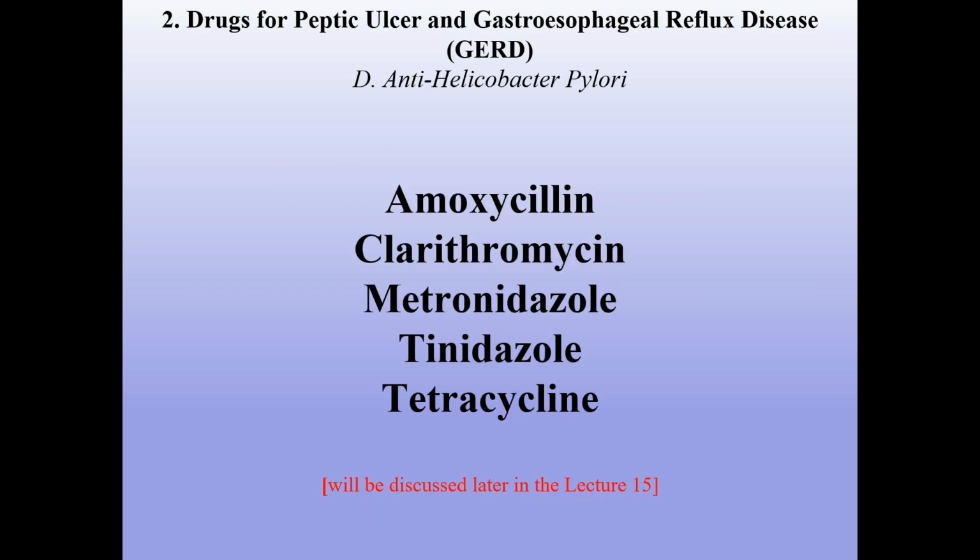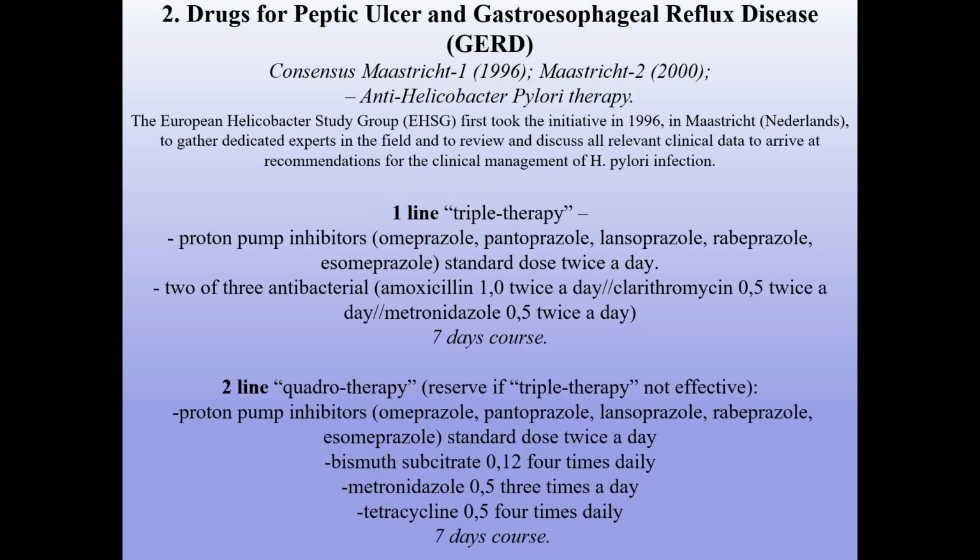And the fourth approach for the treatment of peptic ulcer is anti-Helicobacter pylori therapy. The drugs are amoxicillin, clarithromycin, metronidazole, tinidazole, and tetracycline. They will be discussed later in lecture 15 in more detail.